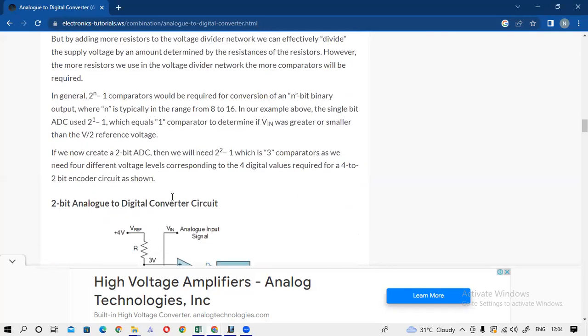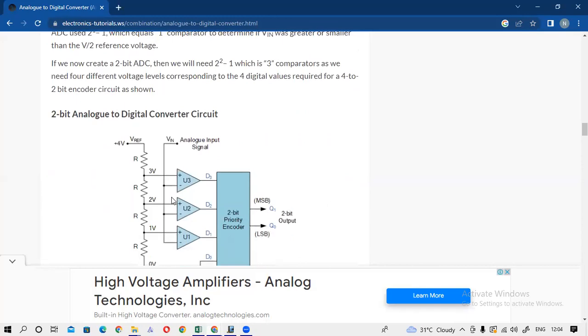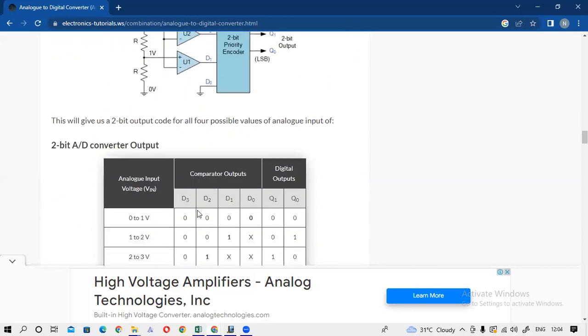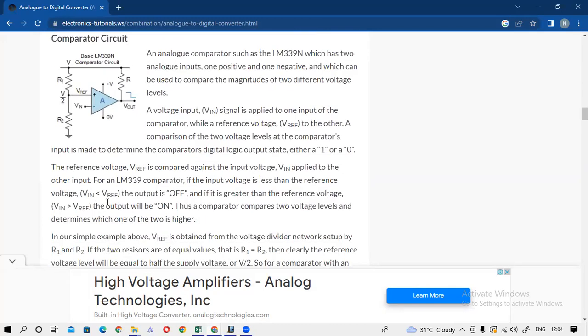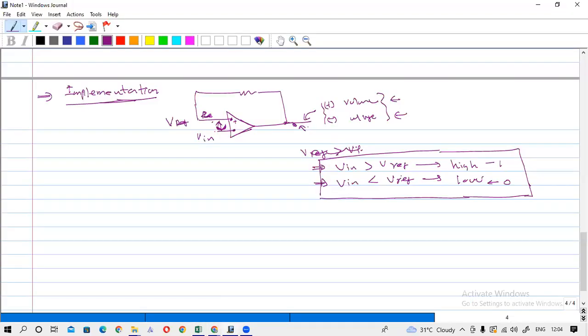So anyway, we will go through this one. Here, when Vref is greater than V in, you have off. When Vref is less than V in, you have on. Have I written it correctly? Vref is less than V in, it is high. Vref is greater than V in, it is low.